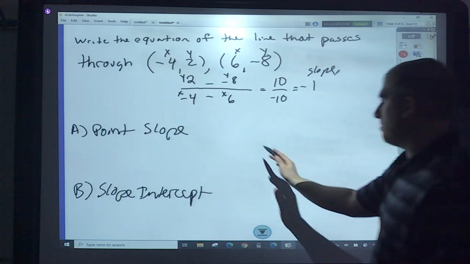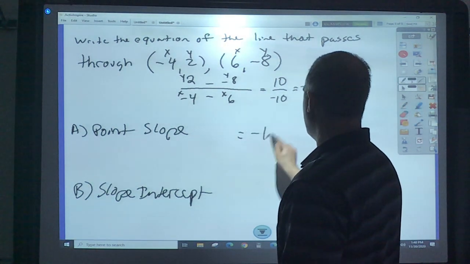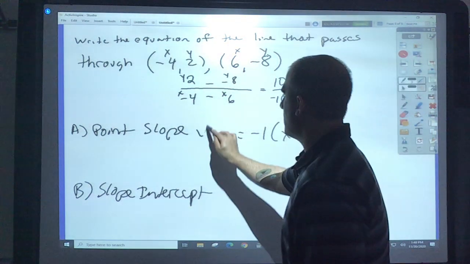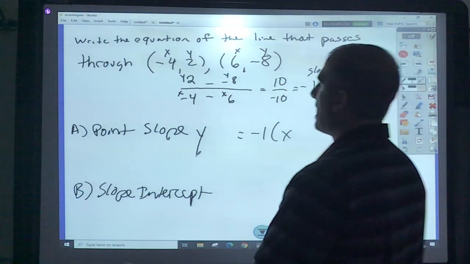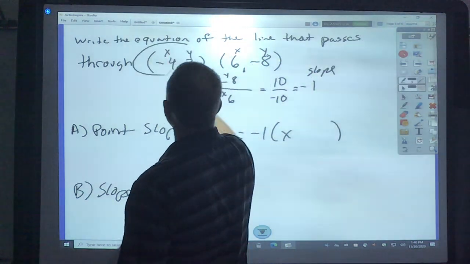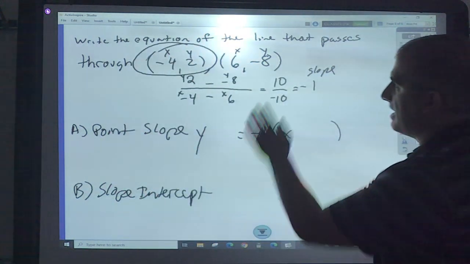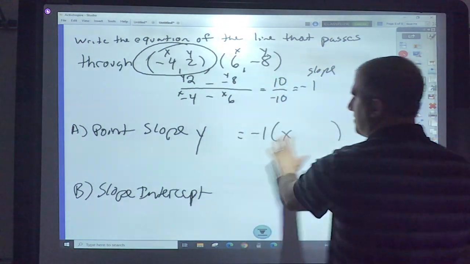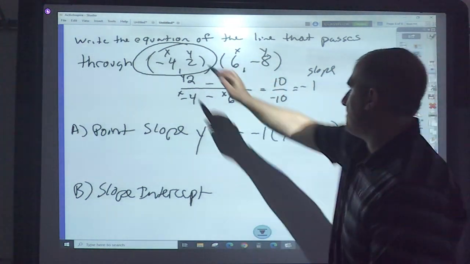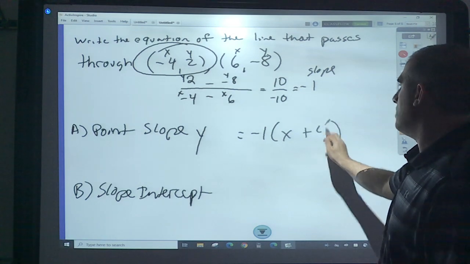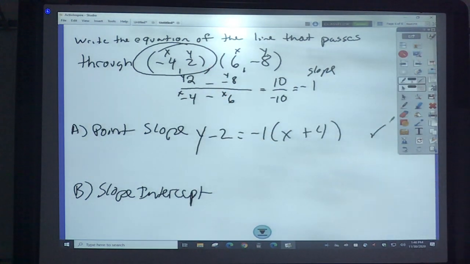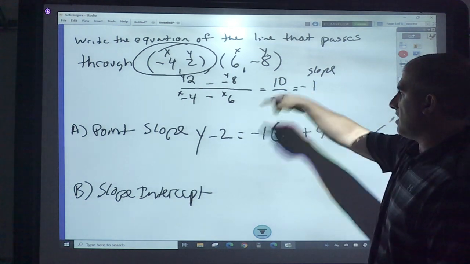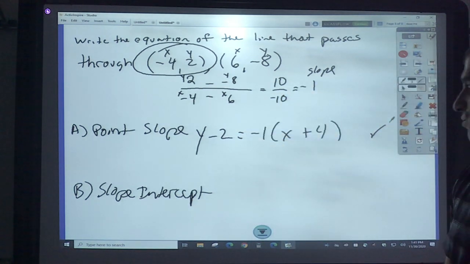Now to get a point slope, it's really easy. -1, x. Now someone's going to say, Mr. Evans, which point do we use? The last one we only had one point. You can pick either one. If I choose that, the opposite of the x would be 4. The opposite of the y would be -2. And I'm good. You could have done -6 and +8. That would have been fine as well.